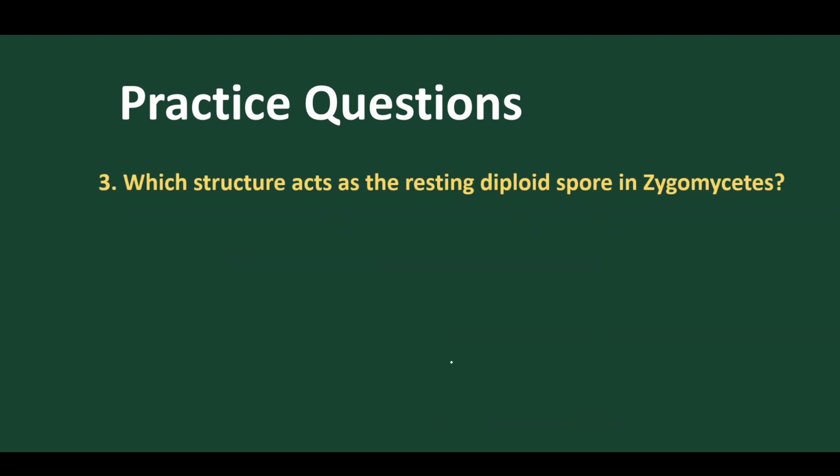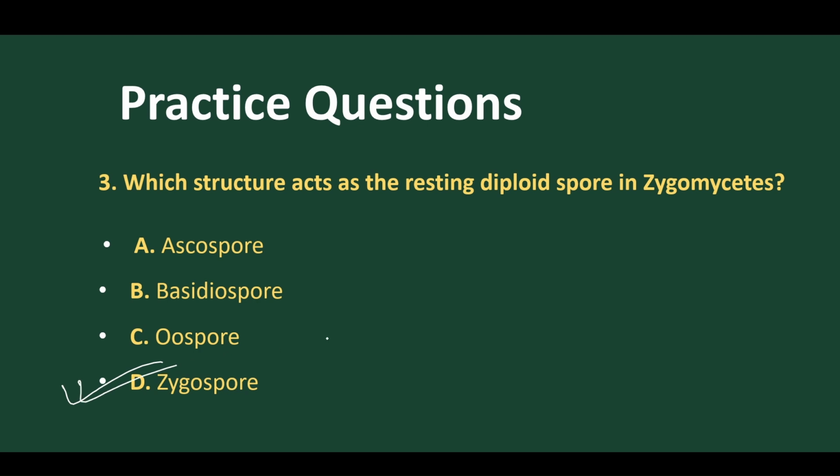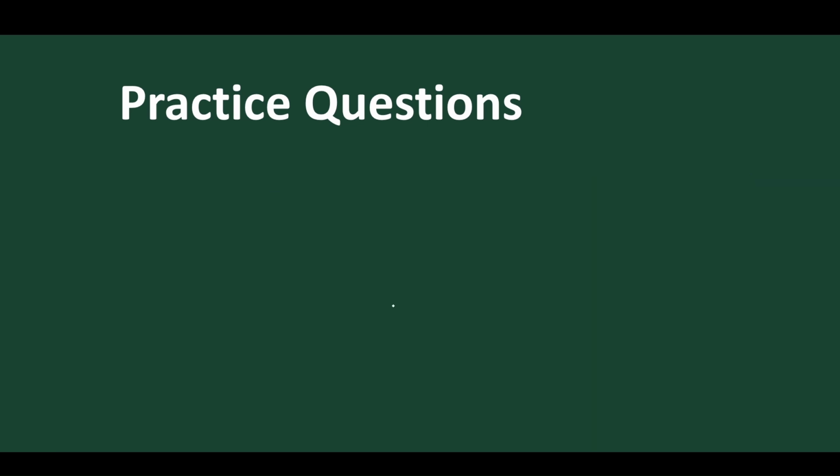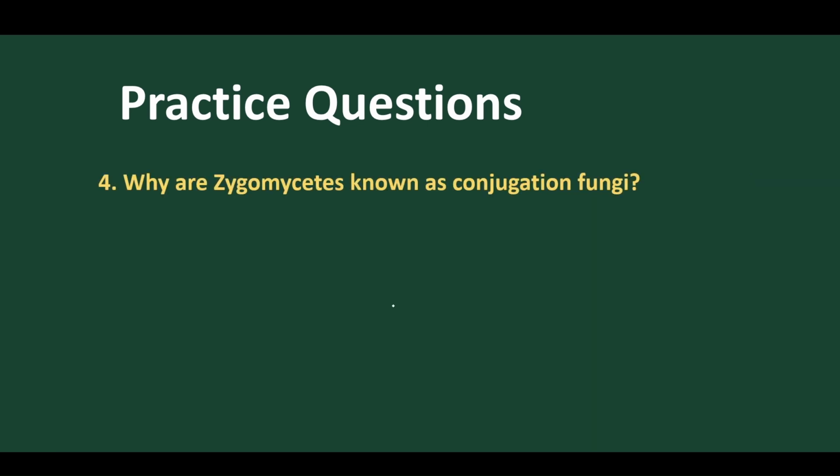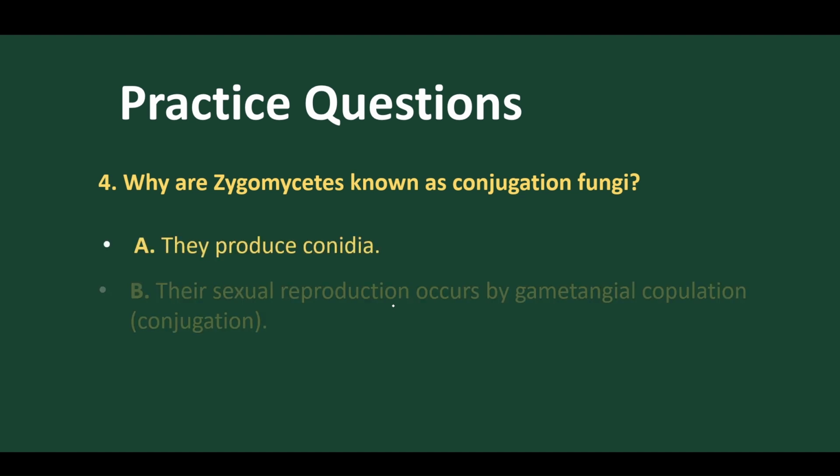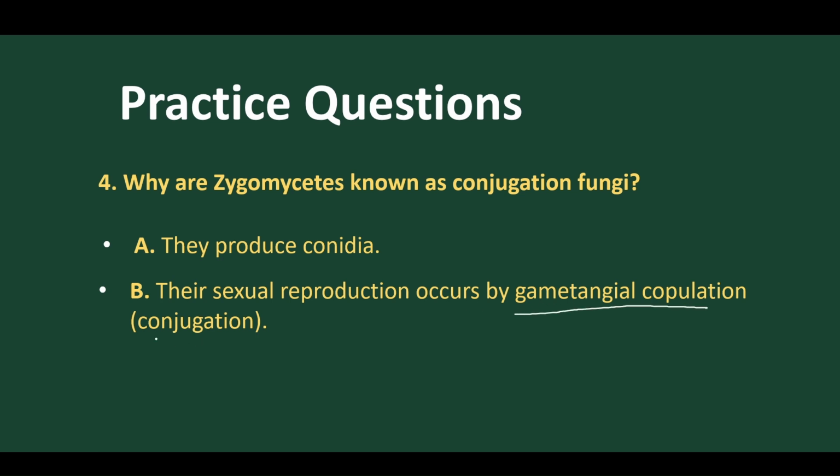Third question, which structure acts as the resting diploid spore in Zygomycetes? Very easy question. That is zygospore. Zygospore is called as the resting diploid spore. Why are Zygomycetes known as the conjugation fungi? Because the sexual reproduction occurs by gametangial copulation or gametangial conjugation. Yes, this is the right answer.